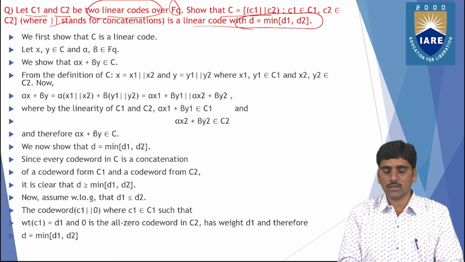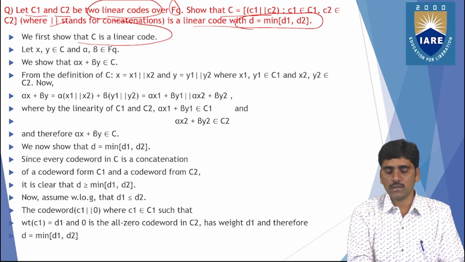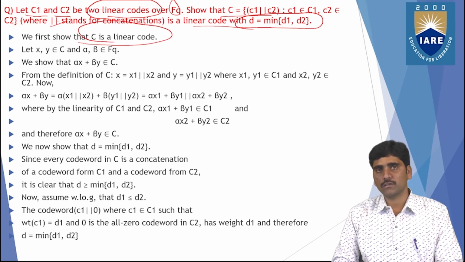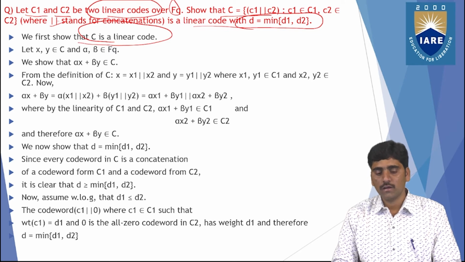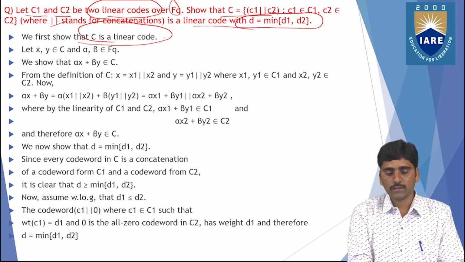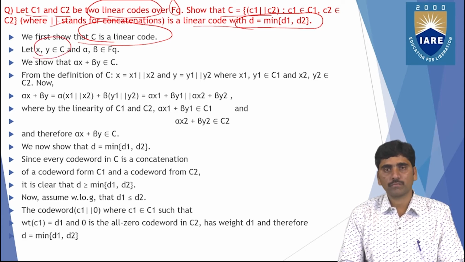So we first show that C is a linear code. We need to first show that C is a linear code. C contains a coset leader and contains elements, and it is a linear code. See here, let x comma y belong to C.